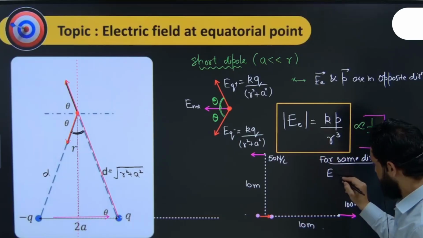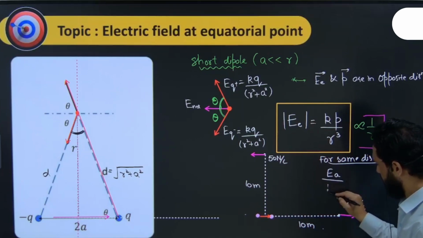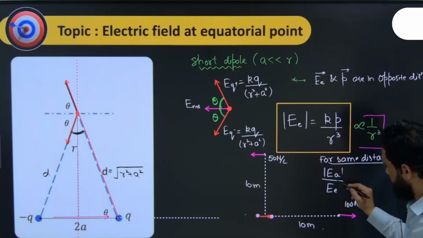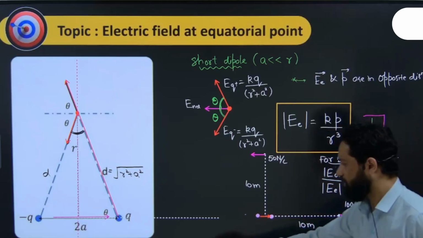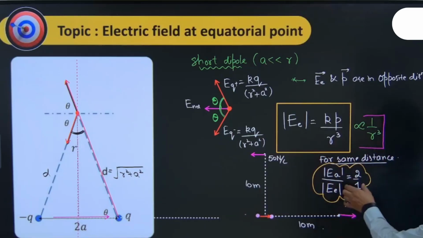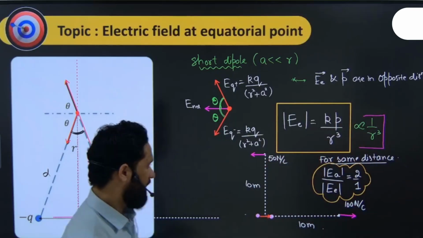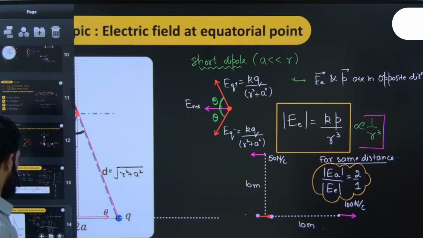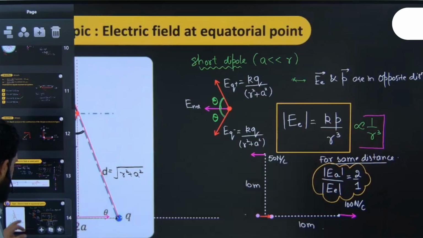So electric field intensity at axial line upon electric field intensity at equatorial, which one will be more? Obviously this is more, and the ratio of this is 2:1. You can see because this one was 2kp by r cube, it's only 1 times kp by r cube, so the ratio is 2:1. This is how we deal with it. Is that clear? So now we have the two discussions, electric field due to the axial line, electric field due to the equatorial line. I hope it's clear.